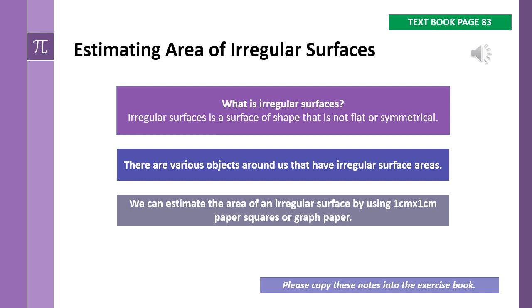So, I will show you an example of the irregular surface area or shapes in the next slide. Now, we can also estimate the area of an irregular surface by using 1 cm times 1 cm paper squares or graph paper. So, don't forget to copy these notes into your exercise book, okay? And I will explain one by one all of this information that I gave you.